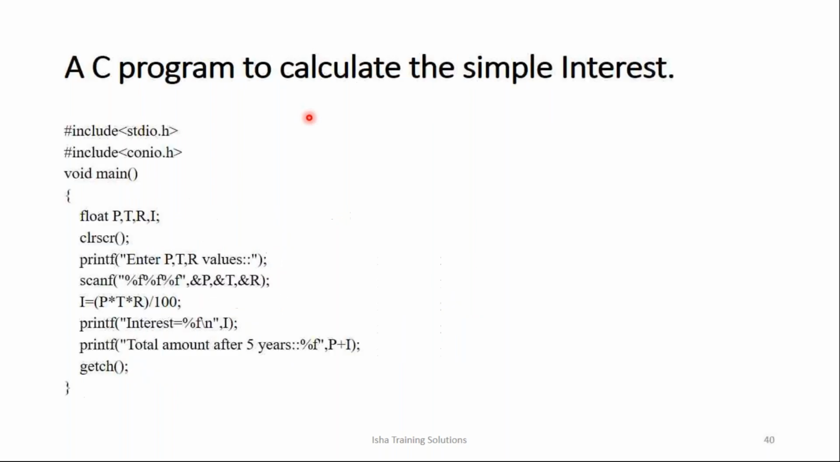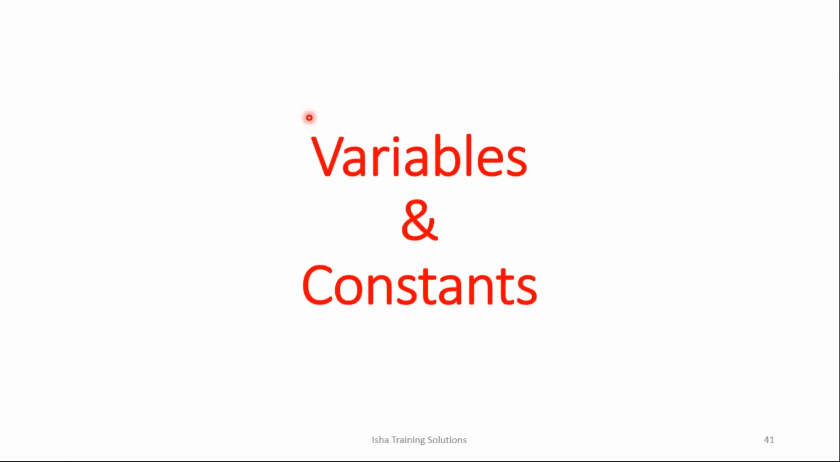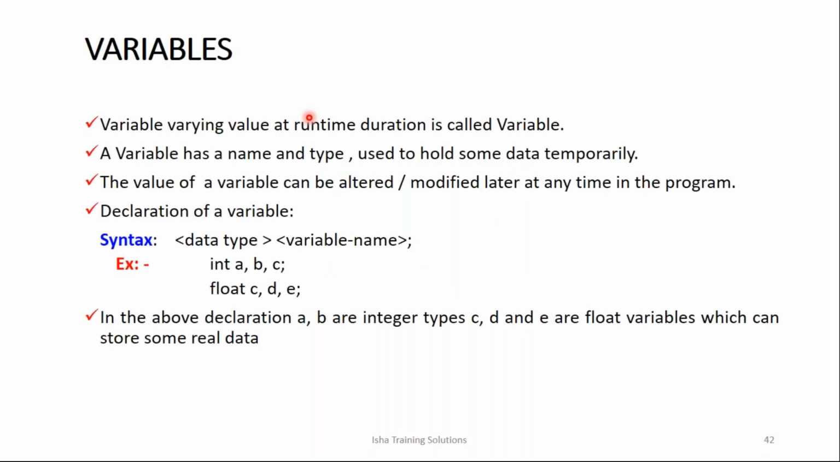Next we will skip this slide. Next is variables and constants. A variable is a value that varies at runtime. A variable can have changing values while we are executing the program. We will see that in different programs; as of now, simply skip that point. A variable has a data type and is used to hold some data temporarily. The value of a variable can be altered or modified later at any time in the program.